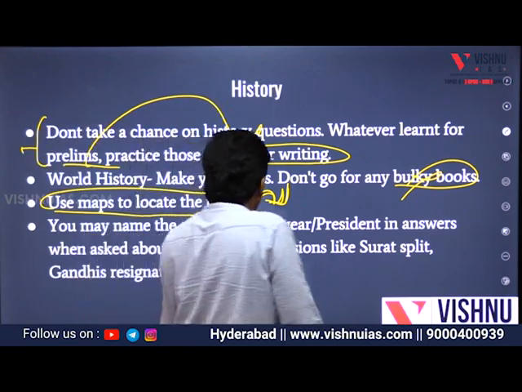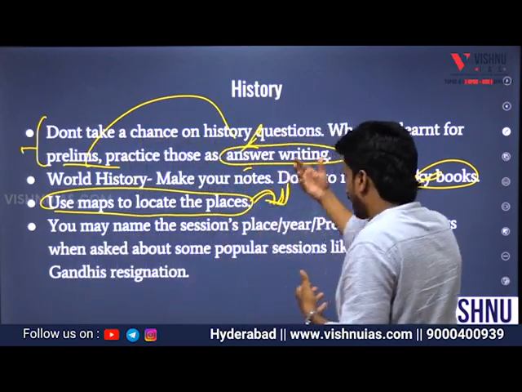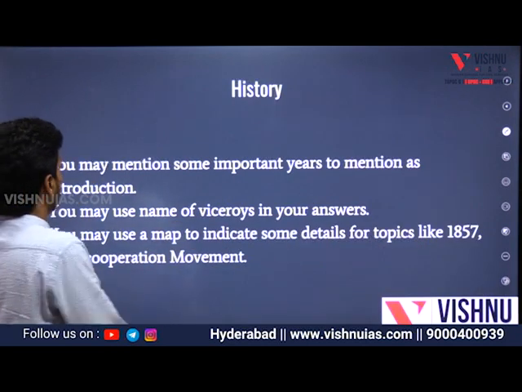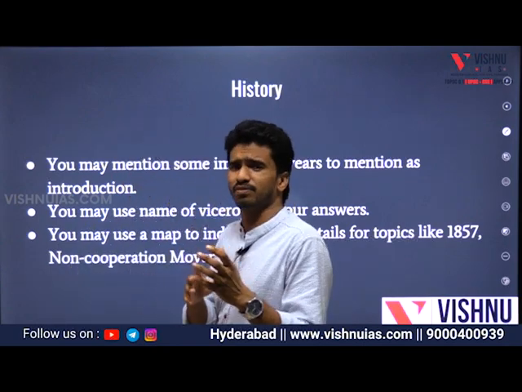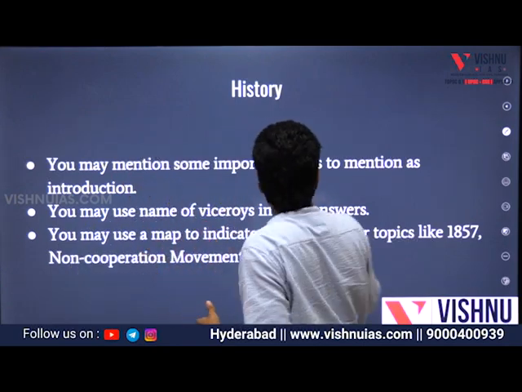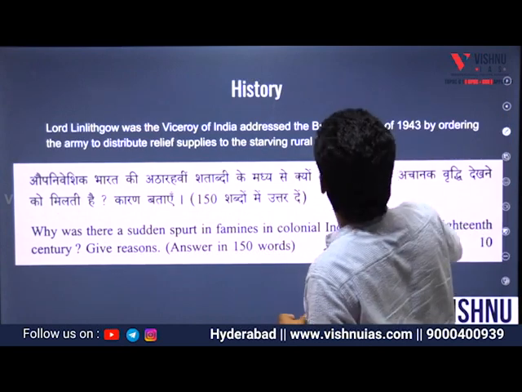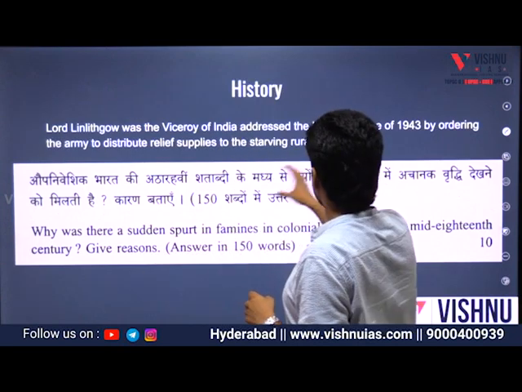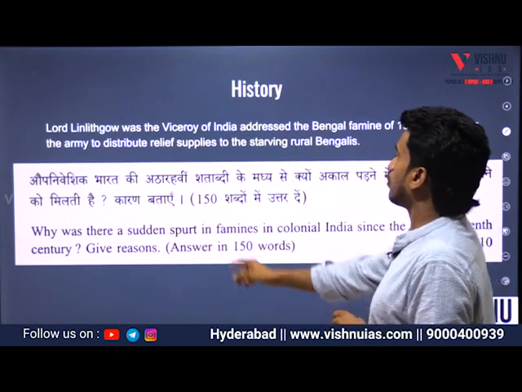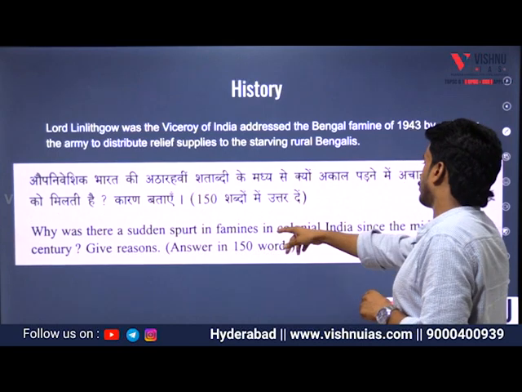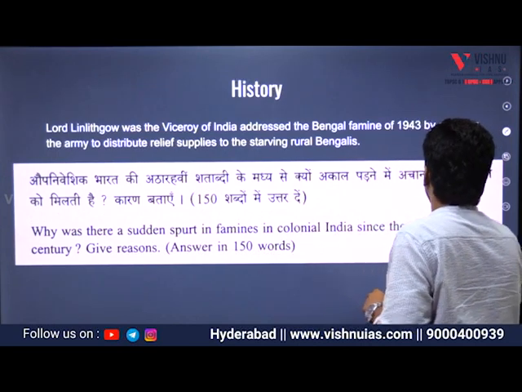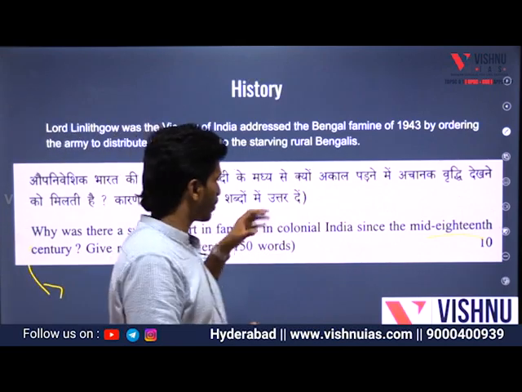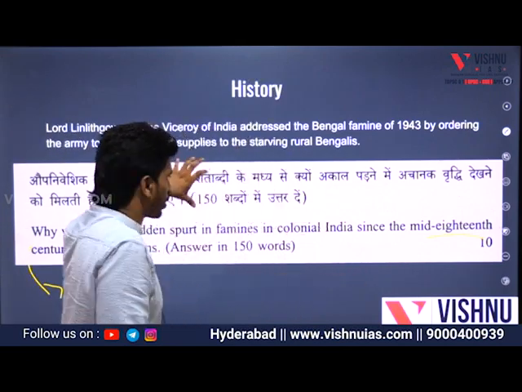This is an example of bringing in the fact. You can use the name, viceroys also. For example, Bengal famine: when you are writing about it, you can use the viceroy name. This is a question which came in the UPSC mains: Why was there a sudden spurt in famines in colonial India since the mid 18th century? Give reasons. This is a history question, right? I'm not going to discuss how to write the intro and conclusion for this, but I'm just showing you an example.